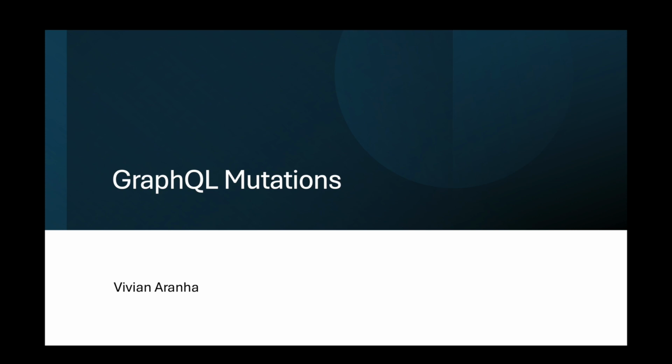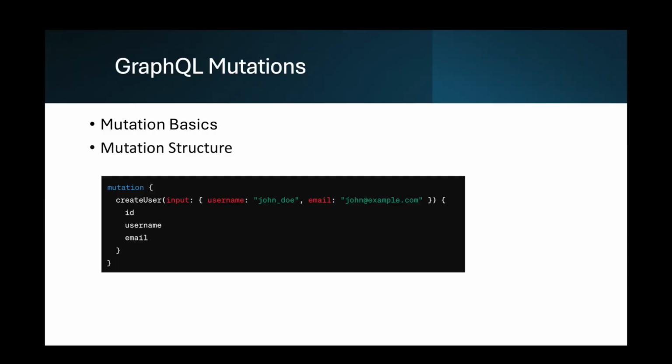The next section that we're going to look at is GraphQL mutations. Let's go over some of the mutation basics. In GraphQL, mutations are used to modify data on the server. They enable clients to perform operations such as creating, updating, or deleting resources.